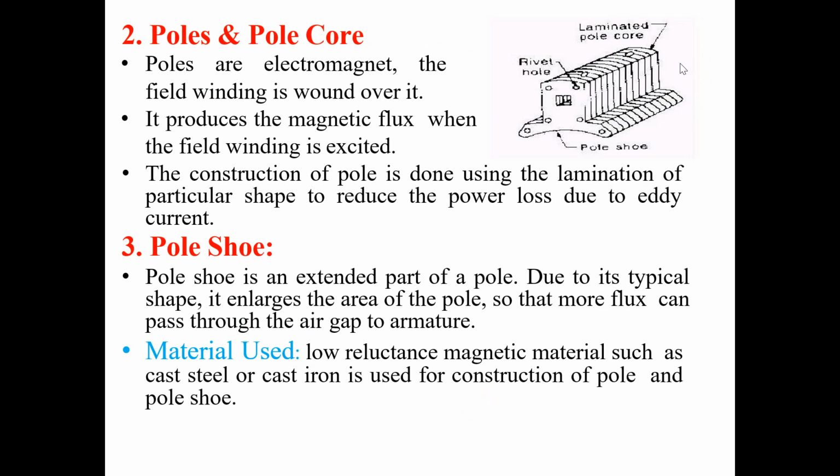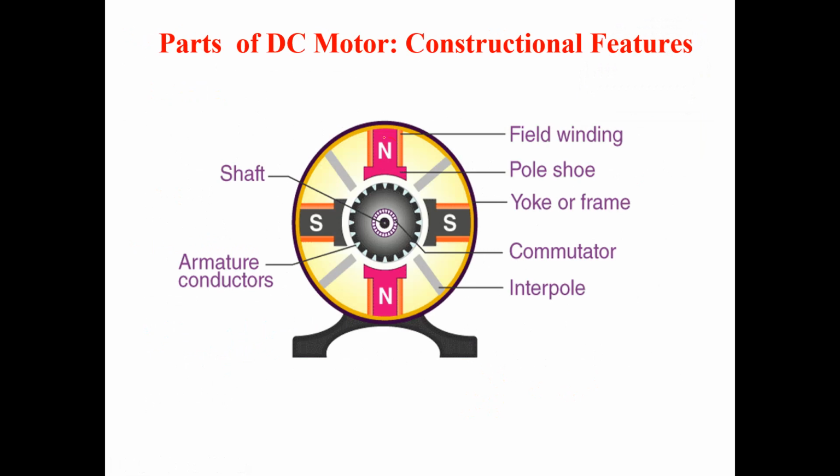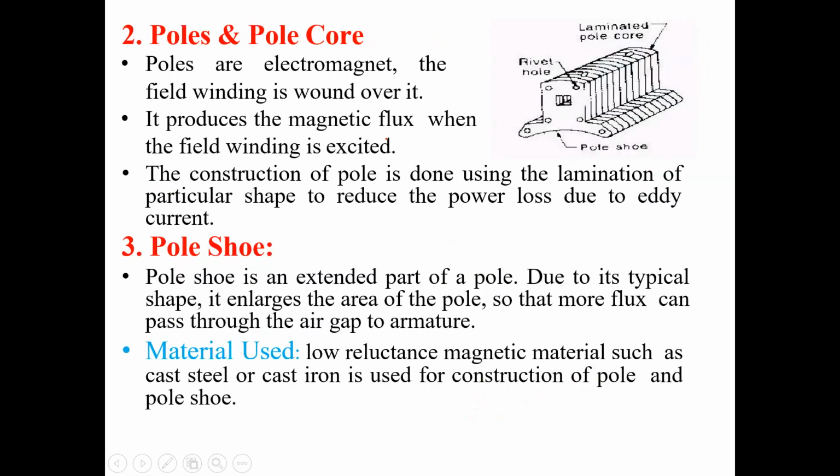Then another part which is situated on this is this part. This part is called the pole and pole core. If we see this one, this will be the total pole, and this is made of small laminated pieces. It is together known as the pole core. It is again made up of cast iron, on which we put a winding to develop the appropriate north or south pole. That means the poles are electromagnets. The field winding is wound over it.